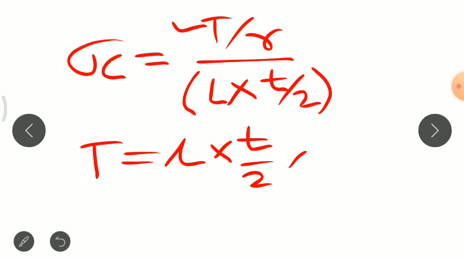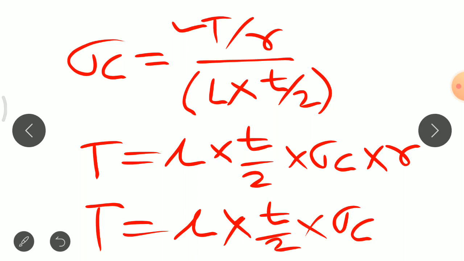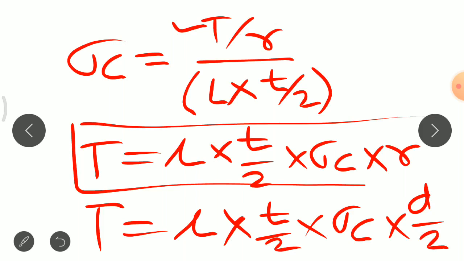Now we will write sigma C first of all and R at the end, and we can write this equation as T is equal to L into t by 2 multiplied by sigma C multiplied by D by 2. Both the equations are correct. This is the second condition, that is key under crushing or compressive stresses, and by using this formula we can determine thickness of key section.